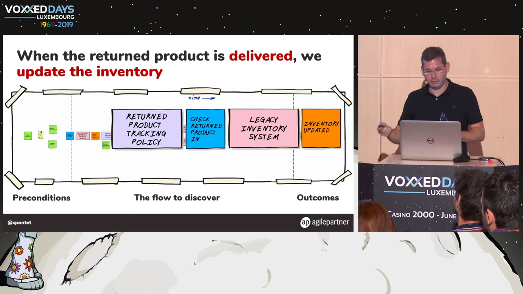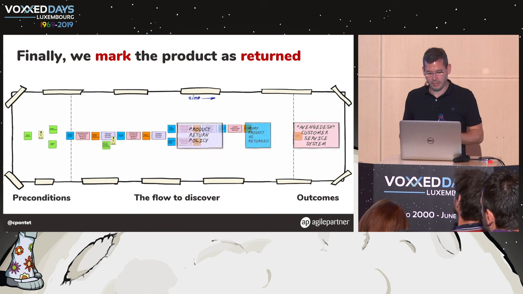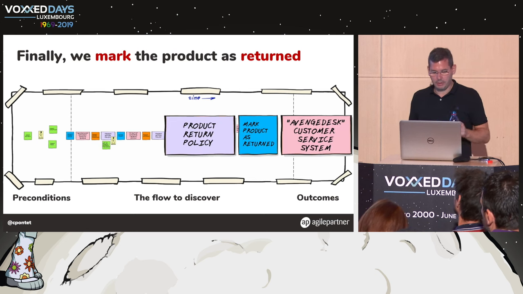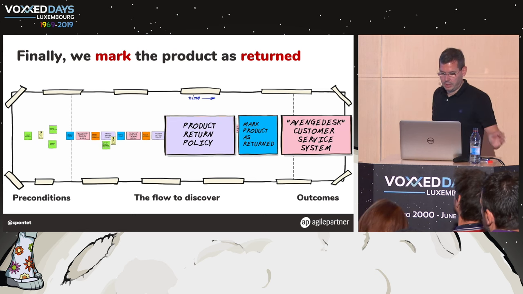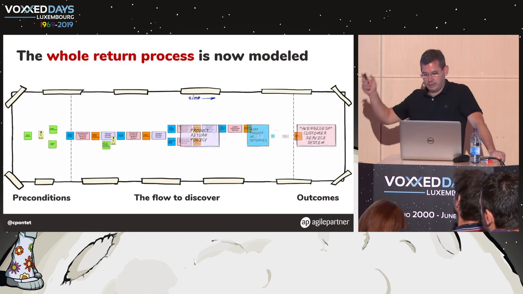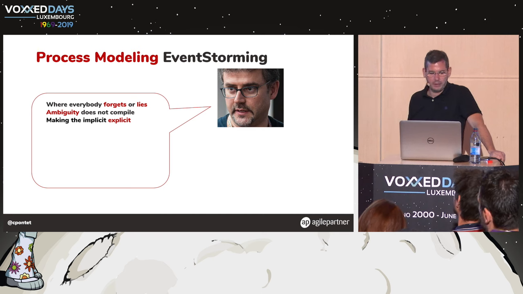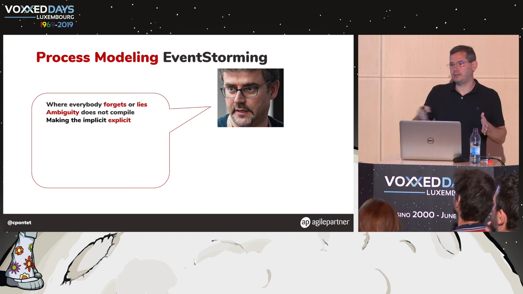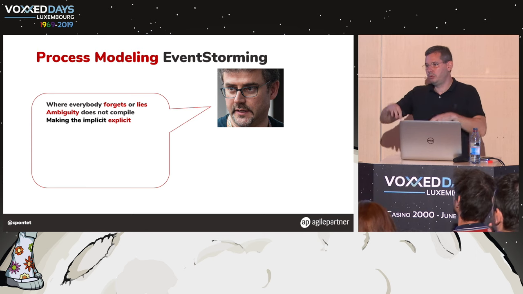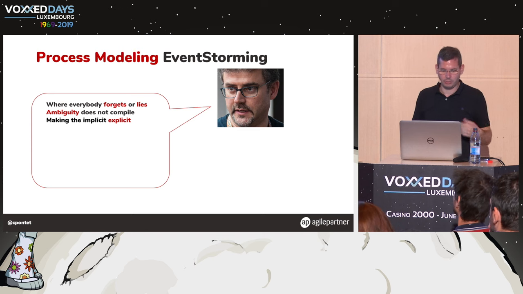Then the tracking policy will take care of updating the legacy system, the inventory system. And in the end, we will go back to the customer service system to say everything is okay now, the product has been returned, everything is fine. So you are modeling a process now, not the big picture anymore. You go a bit deeper, and it's a more granular thing that you want to model.